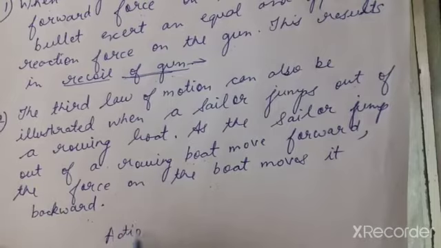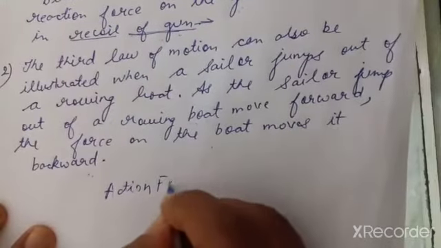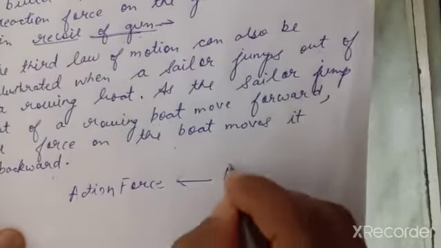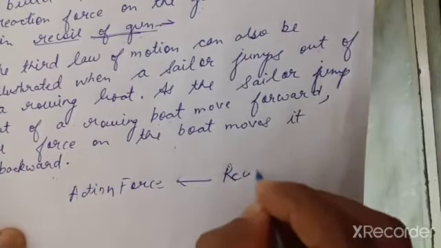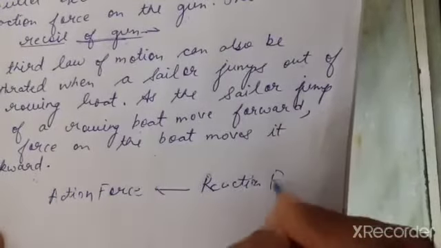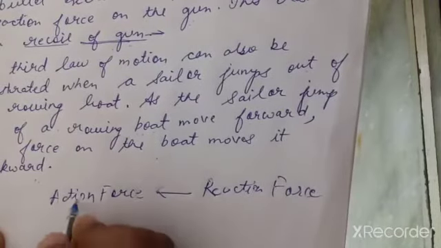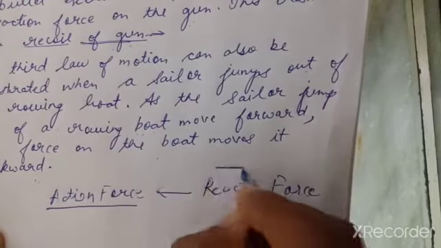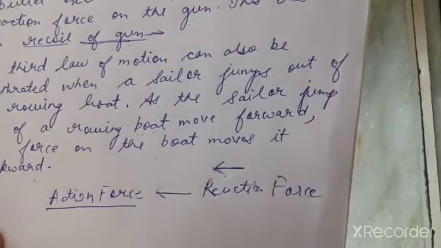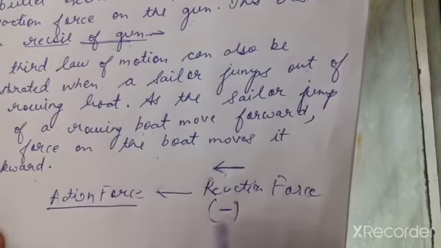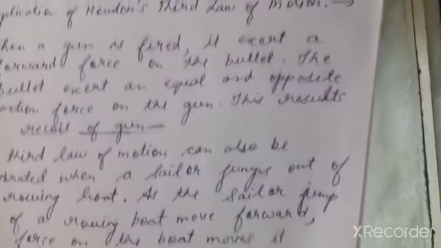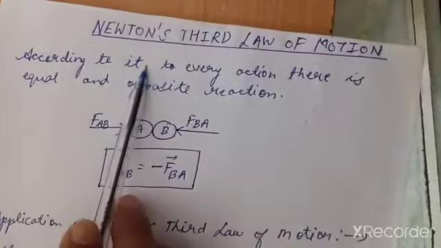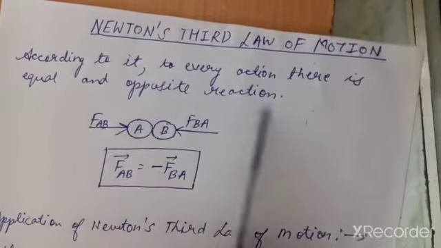So two things are there. The one is the action force, and in the opposite direction the reaction force will act. So the action force is the force which is applied, and the force acting in the opposite direction is the reaction force. Due to this, we will always put a negative sign on the reaction force. Okay. So what we have studied is Newton's third law of motion. According to it, for every action there is equal and opposite reaction.